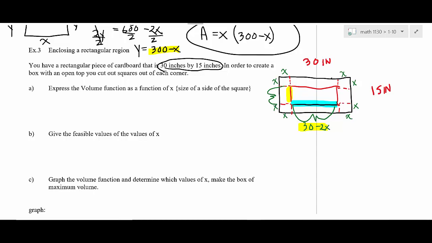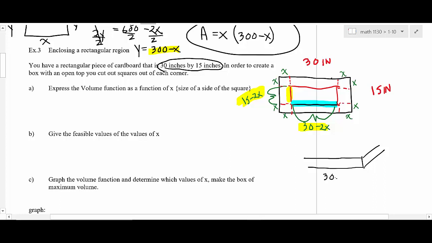15 minus 2x, right? So it starts at 15, take away 2 x's, and that gives you 15 minus 2x. Those are the dimensions we would have. So your box would look like this. You don't have to draw this box, but this is what's going on: if I draw the box like this, one dimension is 30 minus 2x, another is 15 minus 2x, and how tall it is going to be is x. That's what's going to happen in the problem. Does that make sense?